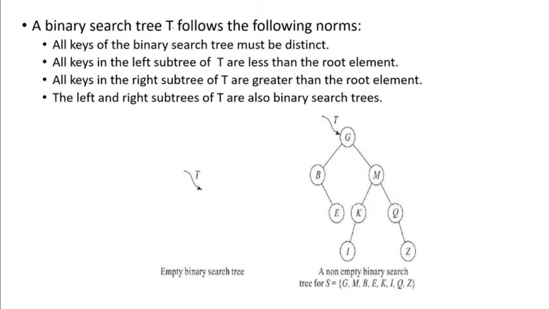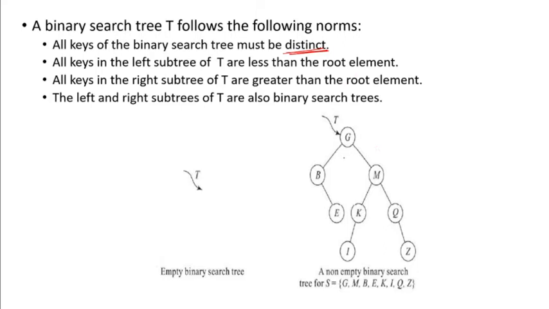Alright, so a binary search tree follows the following norms. All keys of the binary search tree must be distinct. If you have nodes which are repeated, you can definitely say that it is not a binary search tree. All the nodes in your binary search tree should be distinct. That is the answer for the previous question which I asked you. All the keys in the left subtree of T are less than the root element, and all the keys in the right subtree of T are greater than the root element. The left and right subtrees of T are also binary search trees.